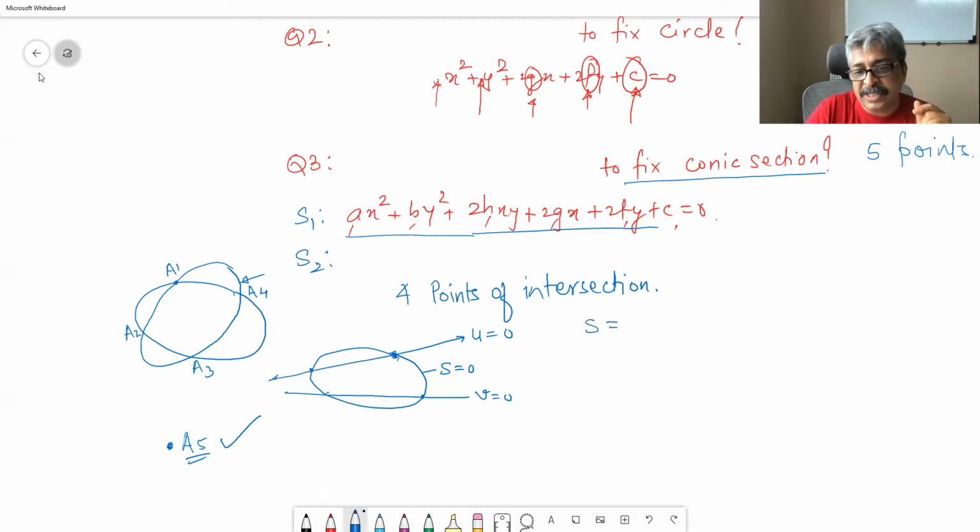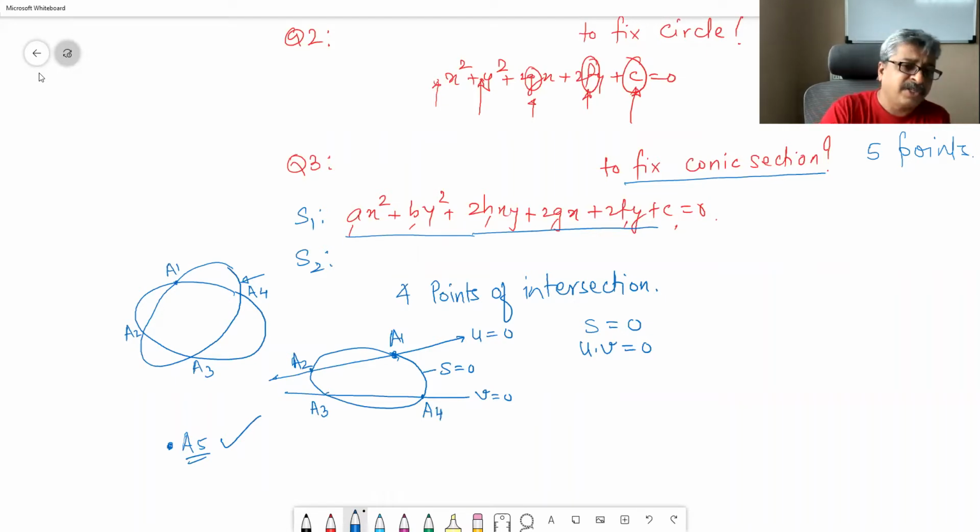Now, the first conic section is S is equal to 0. Anyway, it has an equation of degree 2 in 2 variables. The second conic section that I have is u into v is equal to 0. I am taking it as a pair of lines. U is one straight line, v is another straight line. So u into v is another pair of lines, which is a conic section, degree 2 in two variables, and they are intersecting each other. Therefore, if I want the family of all conics which pass through A1, A2, A3, A4, can we give it? Can we write down the equation of all conics passing through A1, A2, A3, A4?